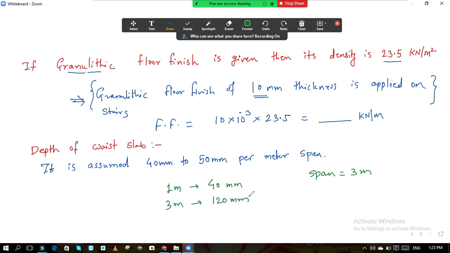Okay, 40 into 3. If the span is given as 5 meter, then for 1 meter we are assuming 40 mm depth, so for 5 meter this depth will be 200 mm. Okay, so in this way we are going to assume the depth of the waist slab. Is it clear?